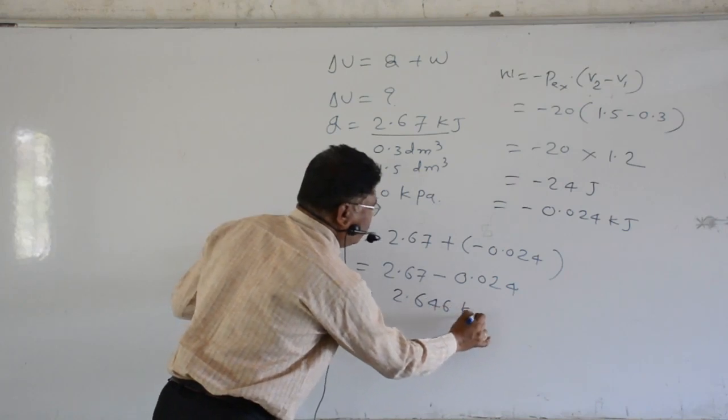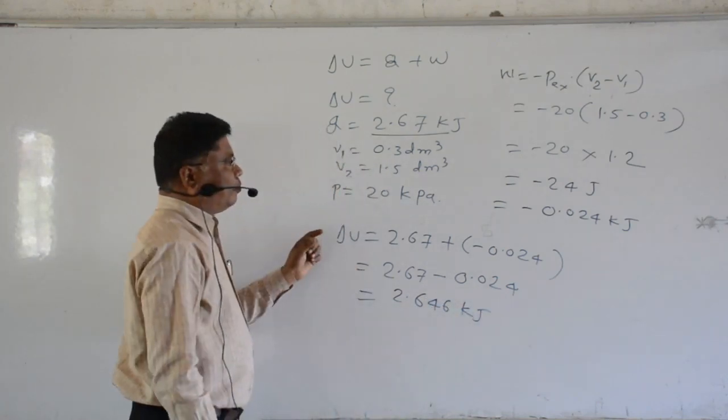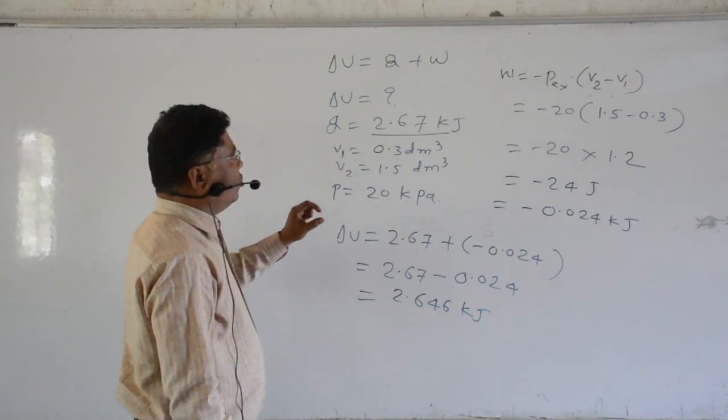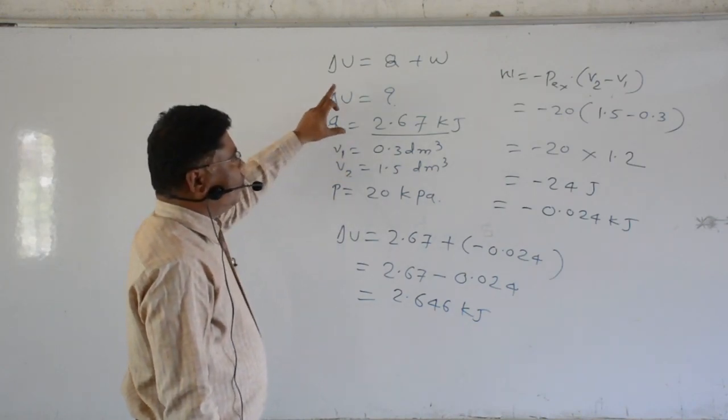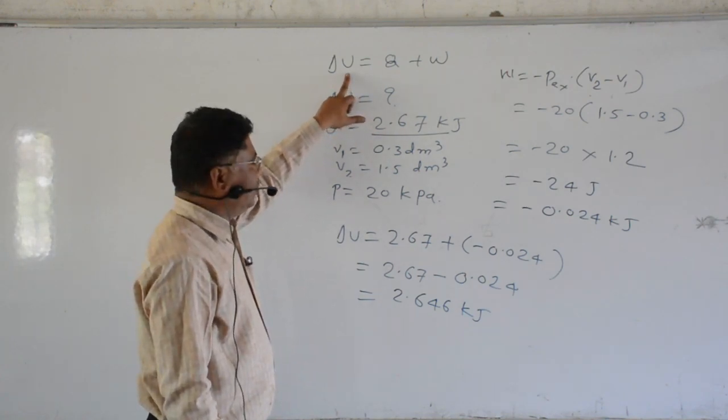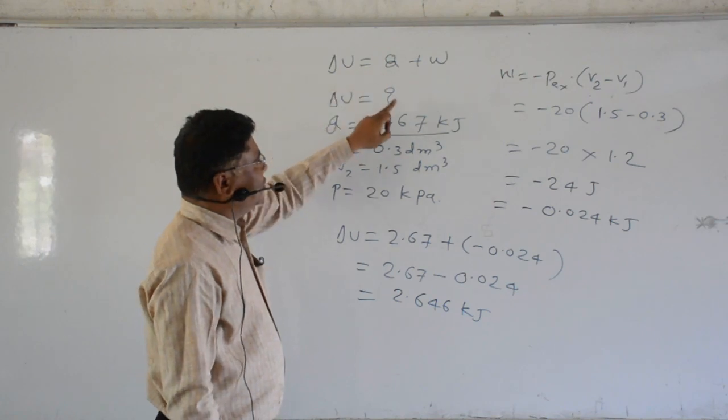2.646 kilojoule. So that is the problem on first law of thermodynamics. In the problem, what we have to find? We want to find the change in internal energy. The value of Q is given in kilojoule.